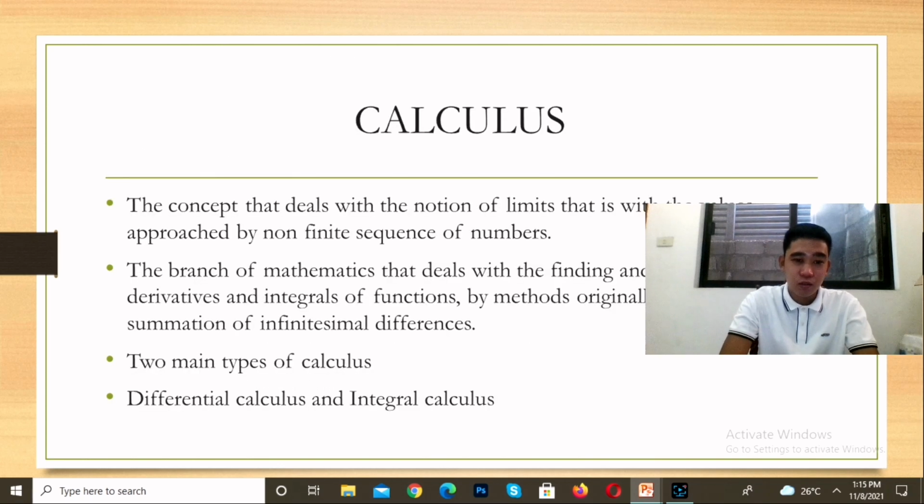Before we start, I will describe to you the meaning of calculus. The concept that deals with the notion of limits, that is, with the values approached by non-finite sequence of numbers. Calculus is the branch of mathematics that deals with finding the properties of derivatives and integrals of functions by methods originally based on the summation of infinitesimal differences. Two main types of calculus are differential calculus and integral calculus.